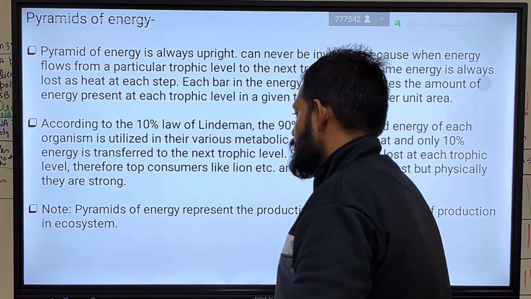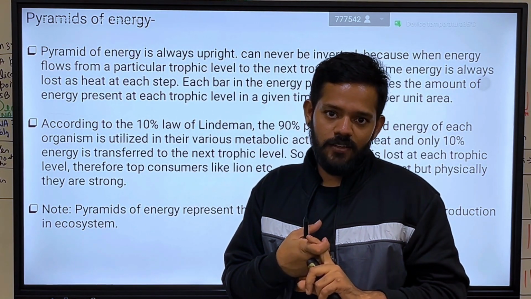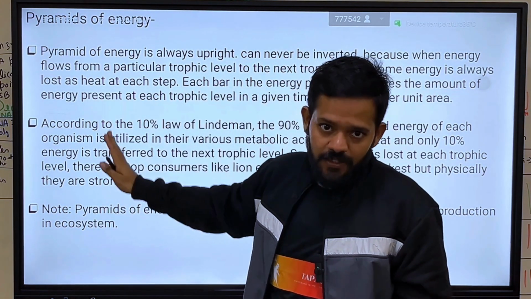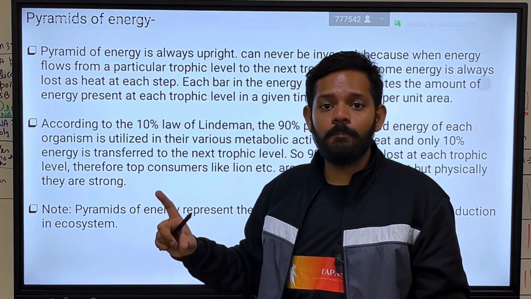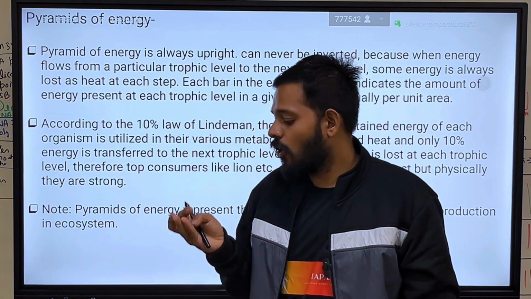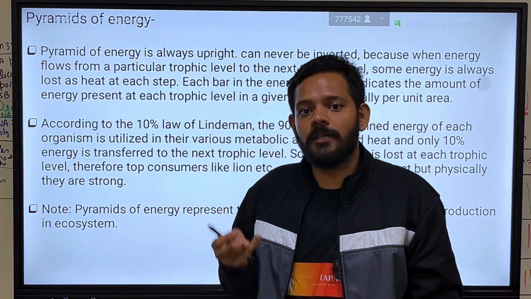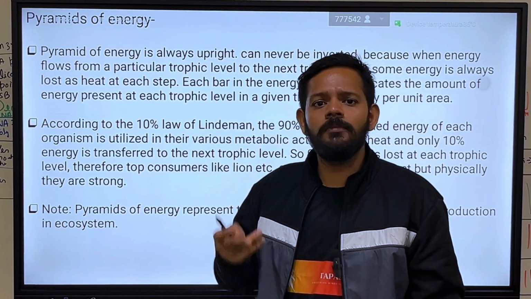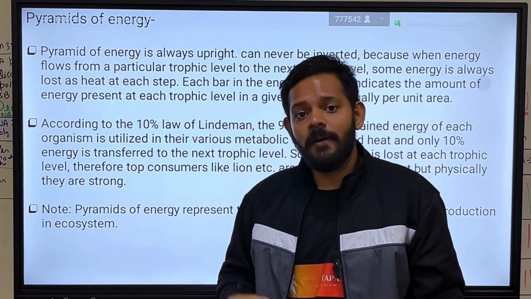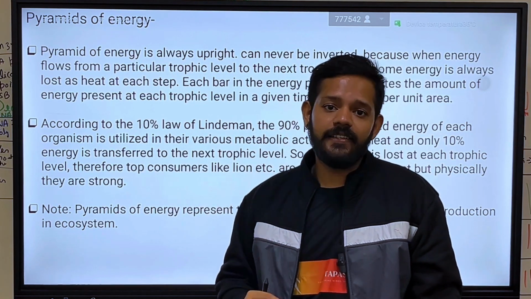Then the pyramid of energy. There is one thing which you have to remember absolutely: all the pyramids of energy in an ecosystem are always upright, they are never inverted. Whether you are talking about an aquatic ecosystem, forest ecosystem, desert ecosystem, cold ecosystem, tundra ecosystem, evergreen ecosystem, tropical ecosystem, or temperate ecosystem, all ecosystems have a single energy pyramid, that is an upright pyramid.